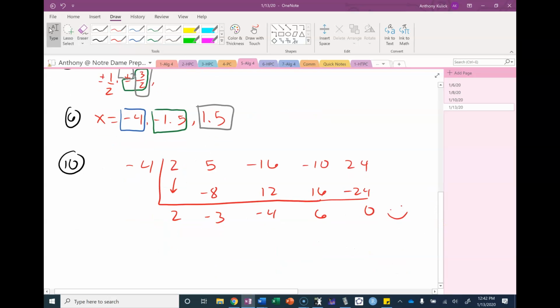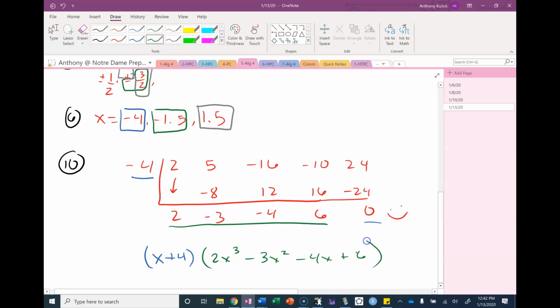Okay. So this worked. What this tells me then is, because negative 4 gives me a remainder of 0, one of my factors is x plus 4, and then the quotient is my other factor. Now I have two options. I can try to do another synthetic division, or I can try to factor the thing that's remaining.